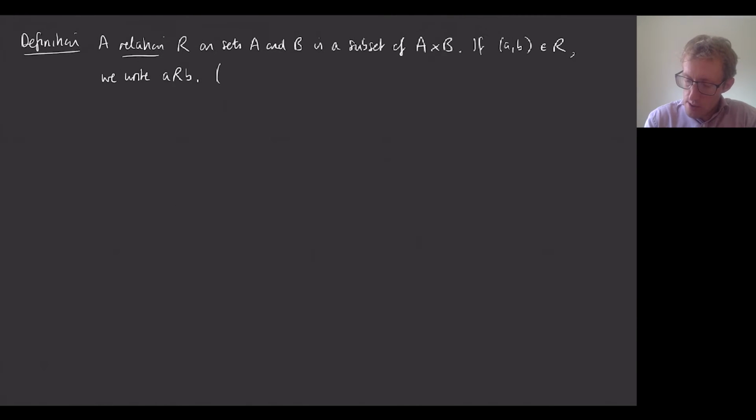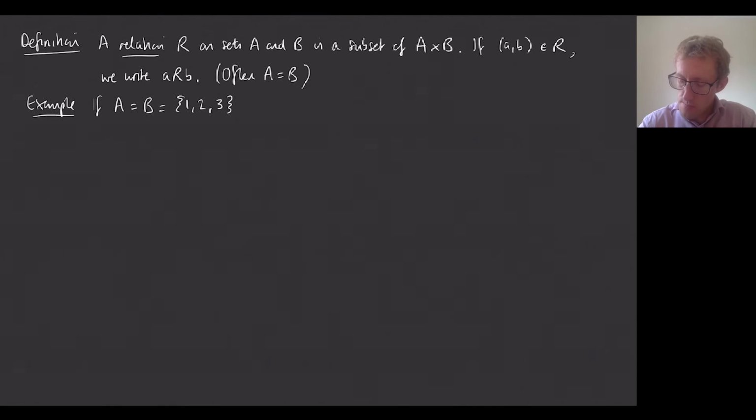And so I'm just going to make the comment here that often A and B are going to be in the same set. So let's just look at an example. I'm going to make this a bit easier by making the sets quite small. So let's take A and B to be the same set, and I'm going to take them to be a set with elements 1, 2, and 3. So it's a subset of the natural numbers.